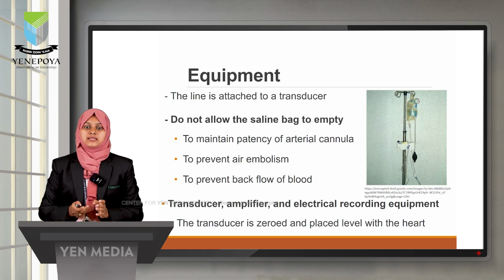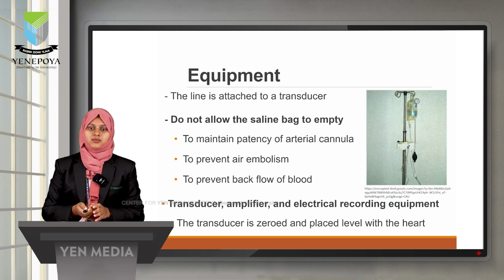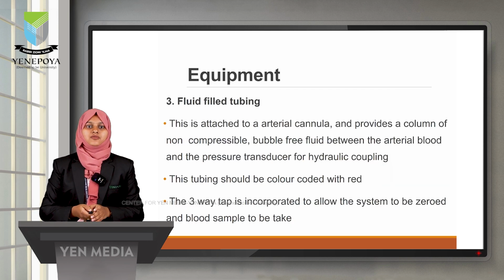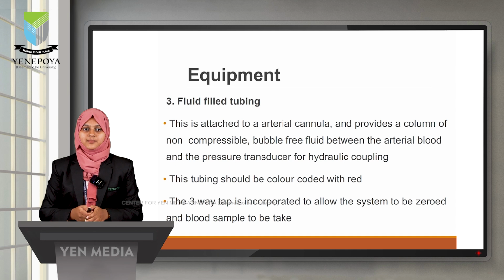Then the transducer is zeroed and placed at the level of the heart or at the level of the OT table. Then the fluid filled tubing is attached to an arterial cannula and provides a column of non-compressible, bubble free fluid between the arterial blood and the pressure transducer for hydraulic coupling. This tubing should be coded with red. The three-way tap is incorporated to allow the system to be zeroed and blood samples to be taken.